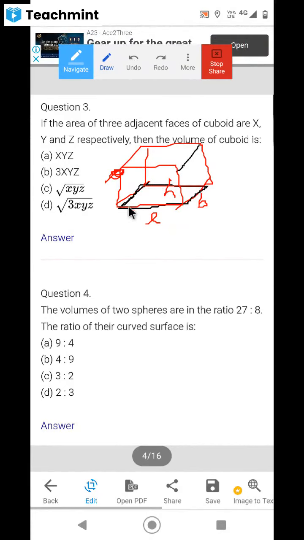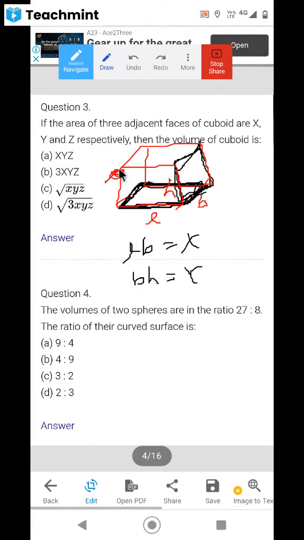Look at this. This is the floor. This is length into breadth, no? Yes or no? Please try to analyze it. So length into breadth is equal to what they're saying? X. Now the next one, adjacent means this face, right side face, right wall of this room. That is BH, equal to Y, no? And the next face, the front face. Front face is HL. HL is equal to Z, they are saying.